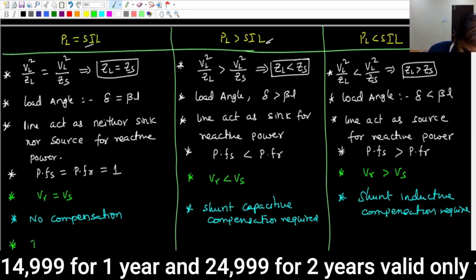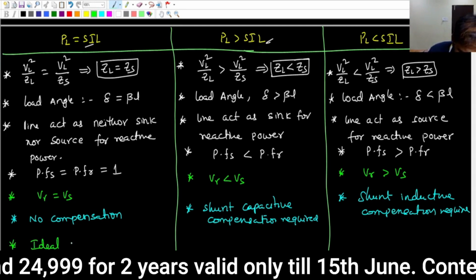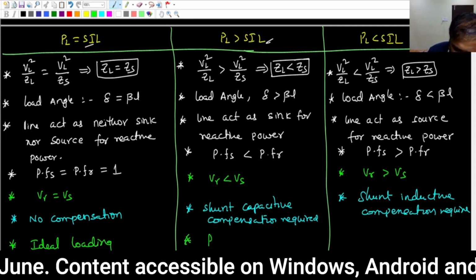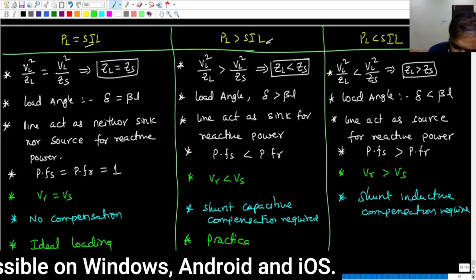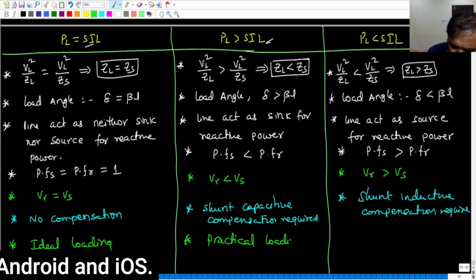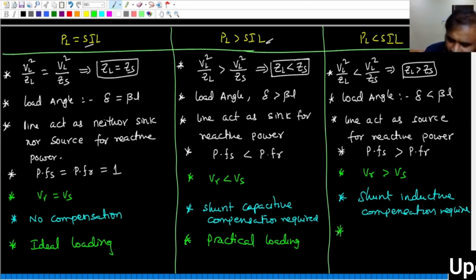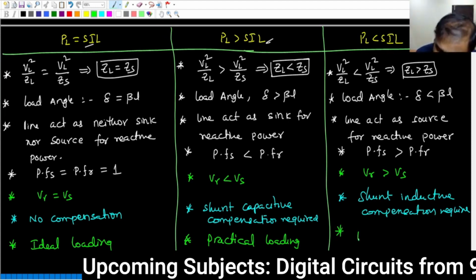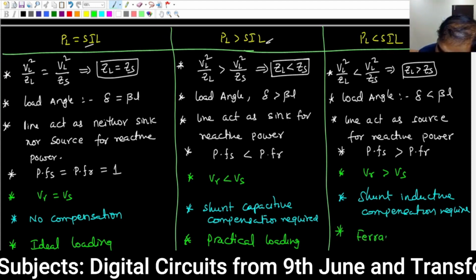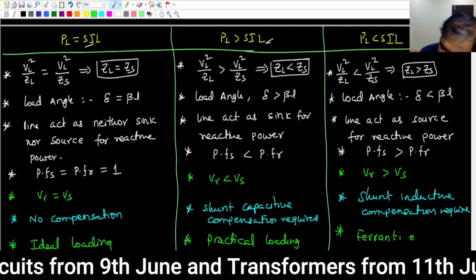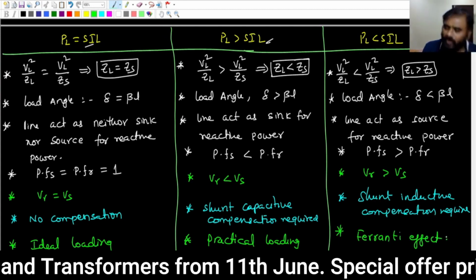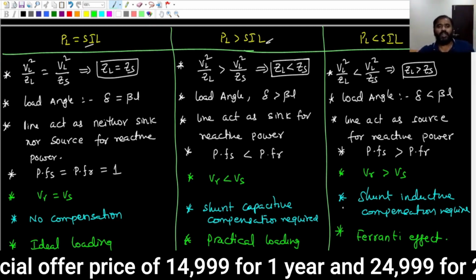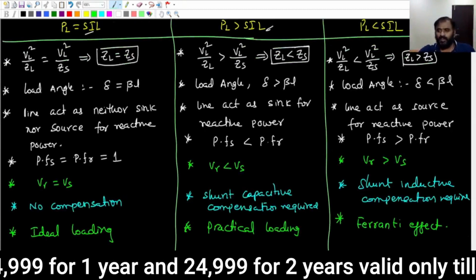Now this is the ideal loading. Practically not possible. But what about this? This is the practical loading. But what about this case? What is this case? Ferranti effect. Clear? So these things are very, very important. So with this, we concluded surge impedance loading.